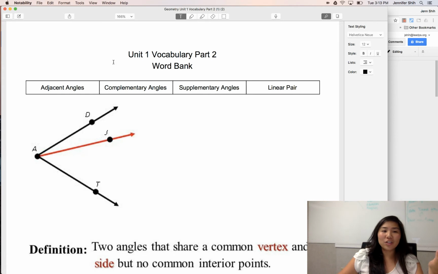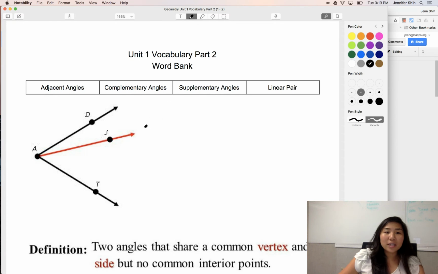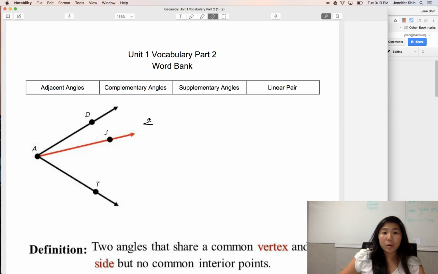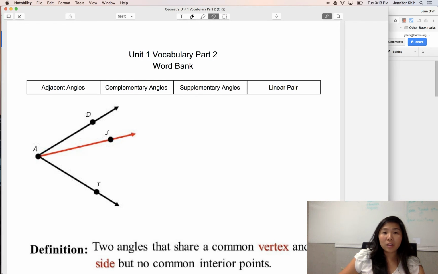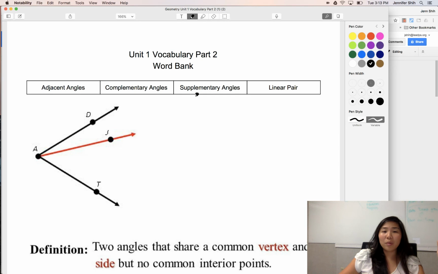The first word is adjacent angles, and here is a word bank of your 4 vocabulary words that you are going to define today. The first one is adjacent angles. In your notebook, not only are you going to have to title Unit 1 Vocabulary Part 2, but you have to write down the word bank, and for each of these definitions, there should be a picture that goes along with your definition.